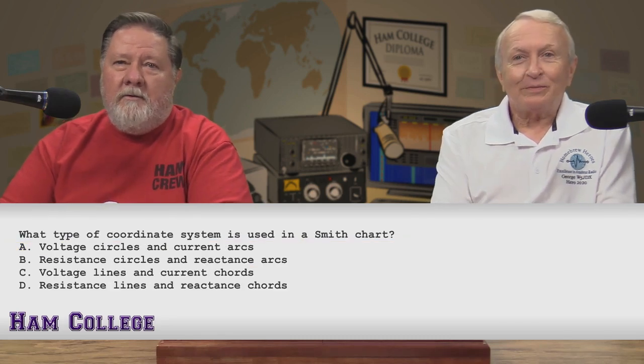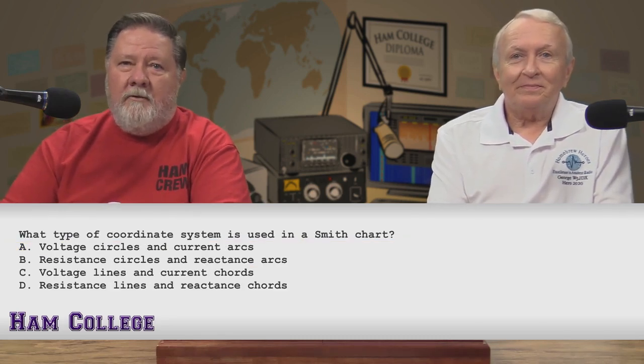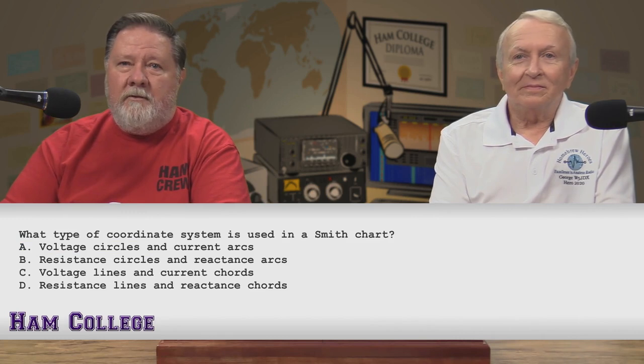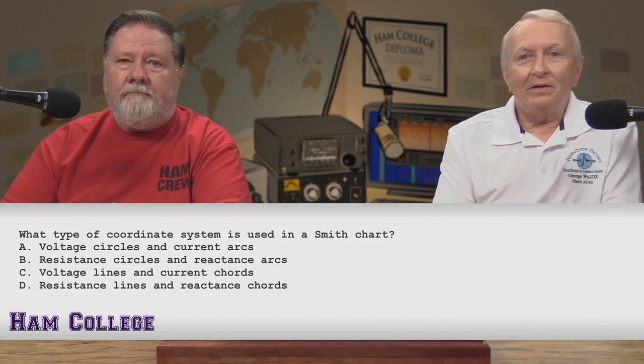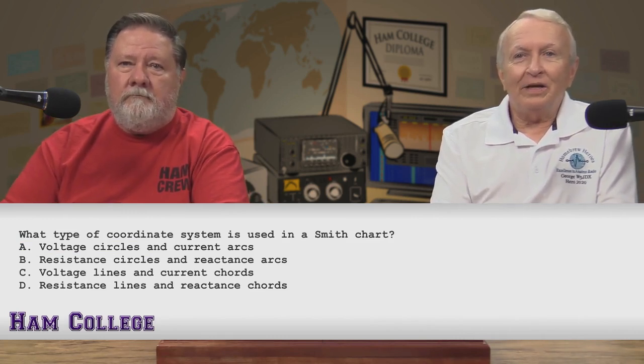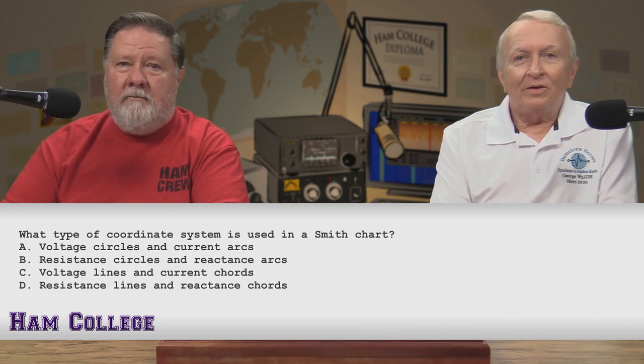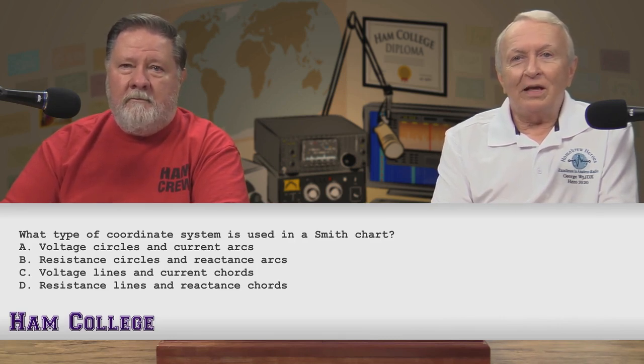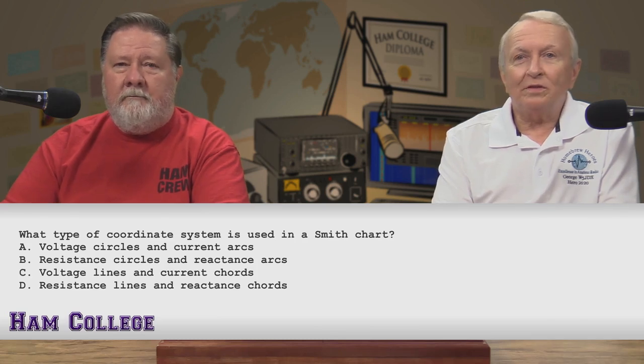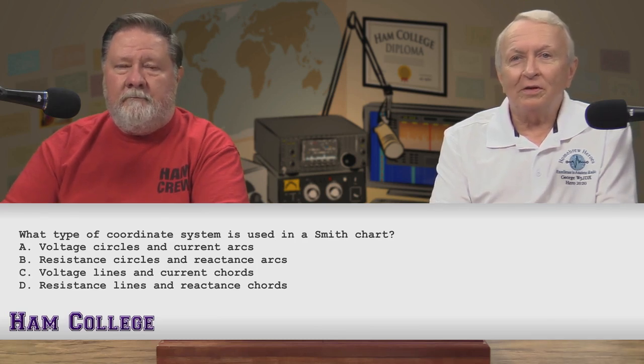What type of coordinate system is used in the Smith chart? A, voltage circles and current arcs. B, resistance circles and reactance arcs. C, voltage lines and current cords. Or D, resistance lines and reactance cords. What type of coordinate system is used in a Smith chart?